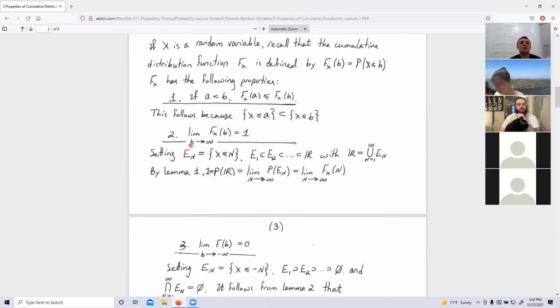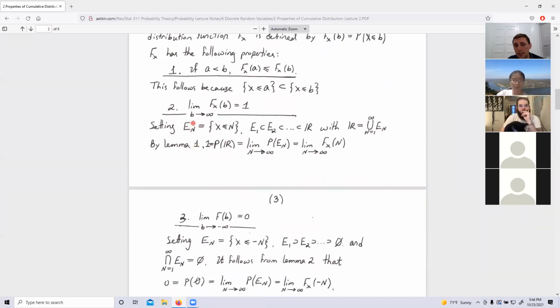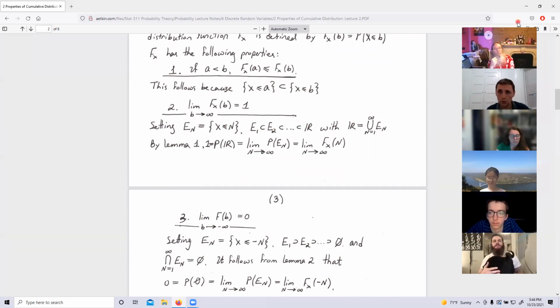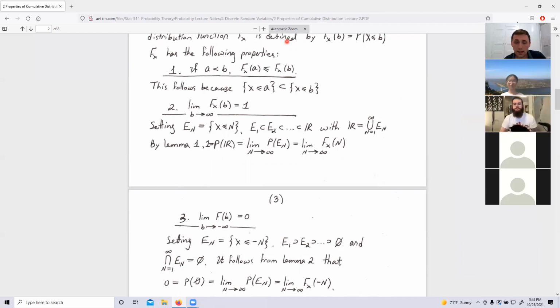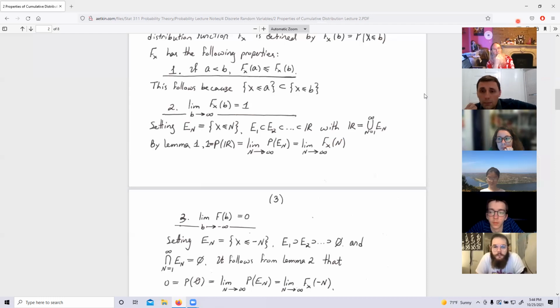So the second part is that the limit as B goes to infinity will equal 1. And why is that? Well, we can use lemma 1. I can write En, which is X less than or equal to N. And then obviously E1 is a subset of E2 and onwards. And as I increase N to infinity, I will cover all of R. And that means by lemma 1 that the probability of R is 1, which is the limit of the probability of En. But those are F of N, the cumulative distribution at N. So we can see that the limit of the cumulative distribution does indeed go to 1.